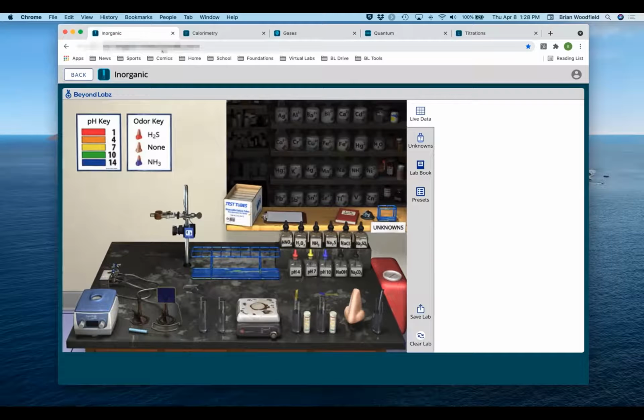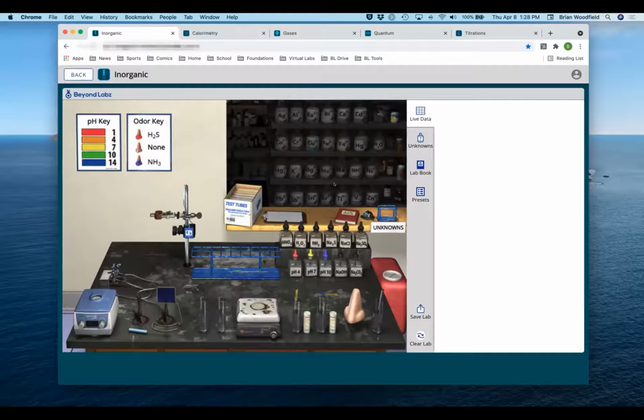So this is the inorganic lab. We are working in parallel. Inorganic is pretty much done. Gases is pretty much done. We're still working on calorimetry, quantum mechanics, and titrations. I have parts of those that I can show. Organic chemistry, we're going to start in about 3 weeks. And so we'll have all of the general and organic chemistry ready to go by August 1st.